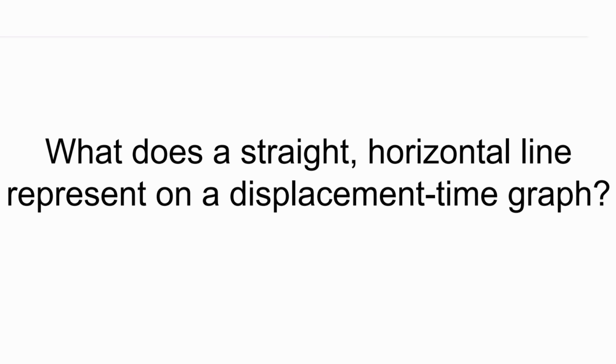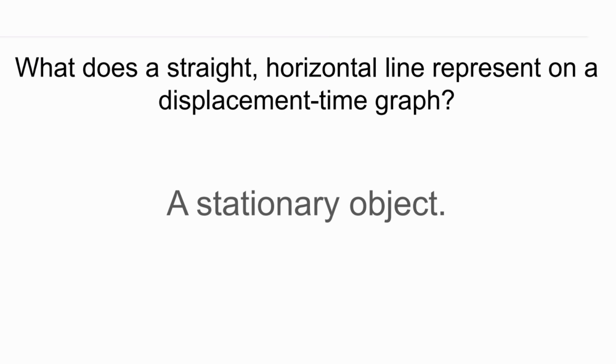What does a straight horizontal line represent on a displacement time graph? Yes, in AS you need to know displacement time graphs and velocity and acceleration time graphs. Remember that whenever there is a horizontal line on the graph of displacement time, the object is at rest or stationary. The word stationary means the object is not moving due to no external force which makes an object move. It means that it is at rest.